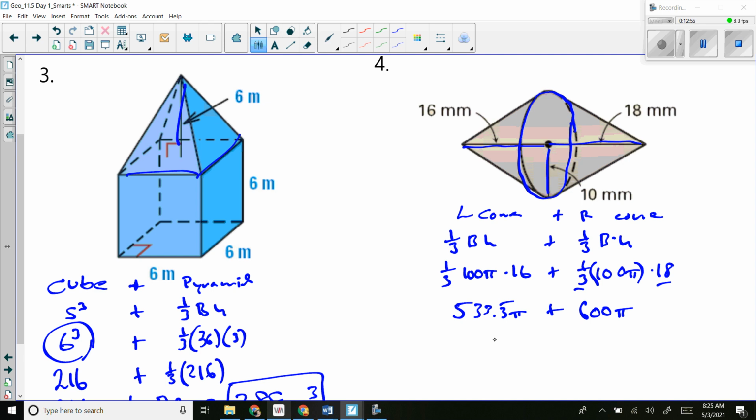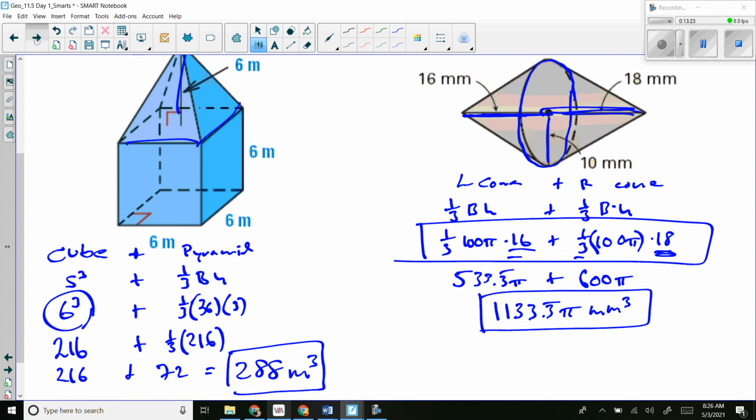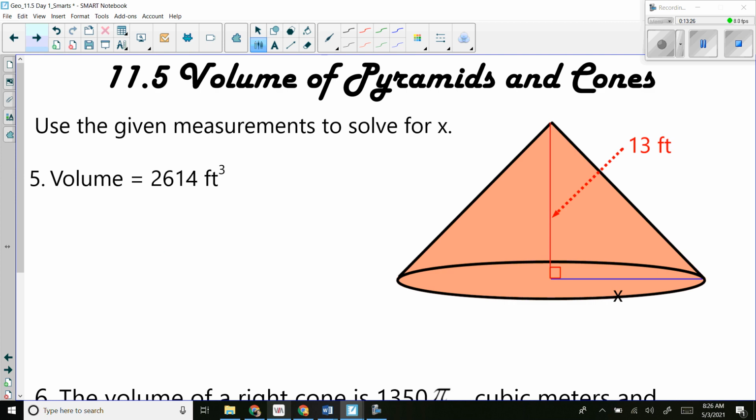And if you add those together, this is 1,133.3 repeating pi. Our label is millimeters cubed. Okay, so very similar on both sides. The only difference, if you look at this line, is we're multiplying times 16 for the height over here and 18 for the height on the right side. Okay, just two more, I think.